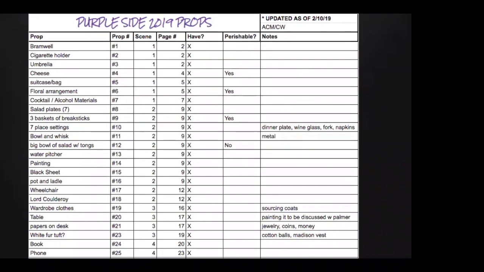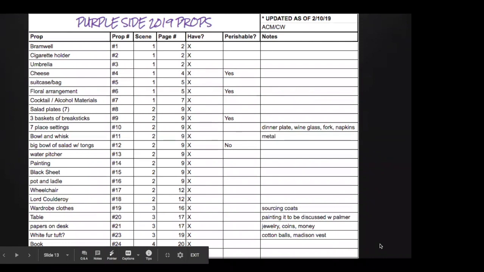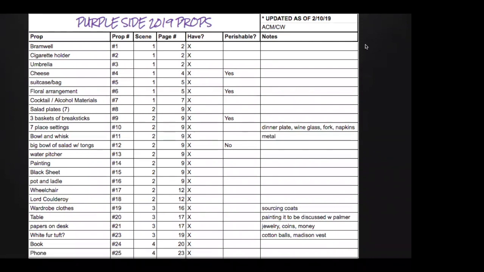Another thing that you make in prep week is a props list. And this is for one of the competitive musical theater shows that I did. So what you're going to want to do with that is when you're going through the script, you look for the props that you need. That's on the far left column.